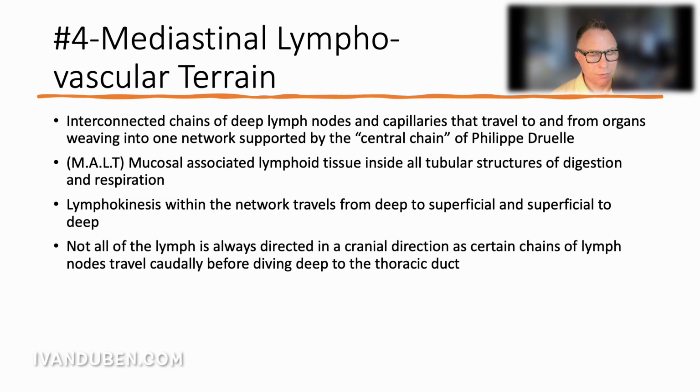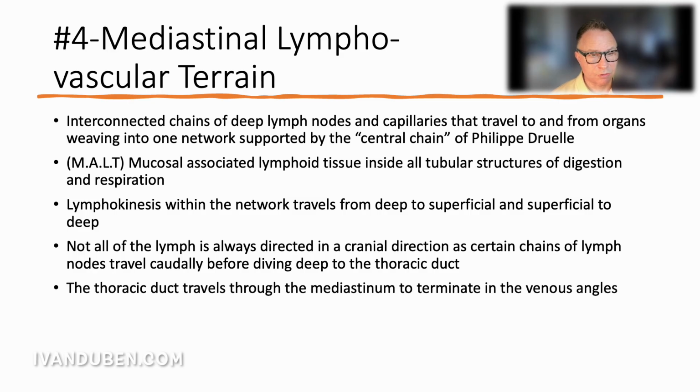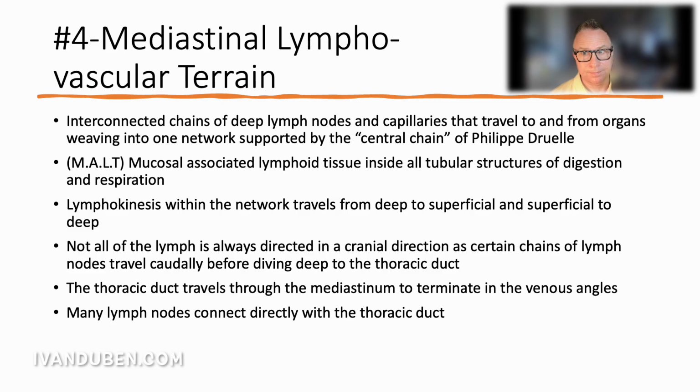Not all the lymph is always directed in a cranial direction, as certain chains of lymph nodes travel caudally before diving deep towards the thoracic duct. The thoracic duct travels through the mediastinum to terminate in the venous angles. Many lymph nodes connect directly with the thoracic duct deep inside the body.